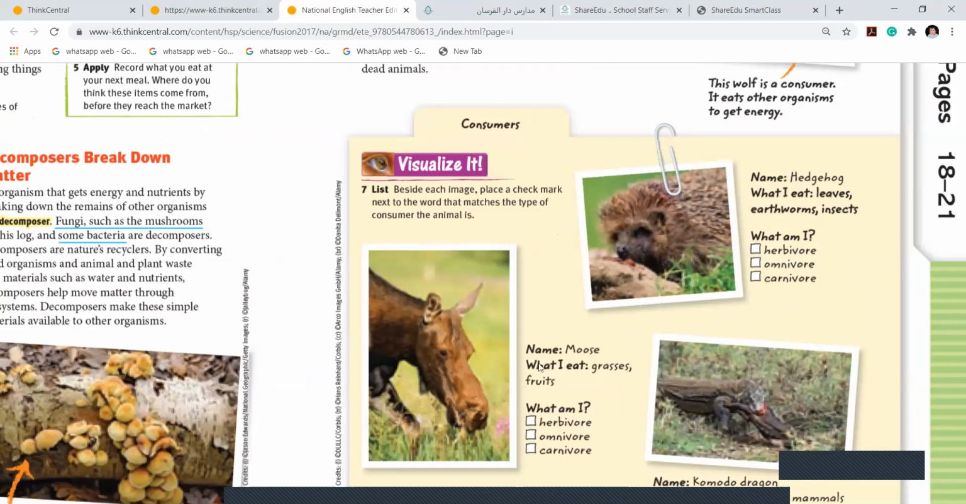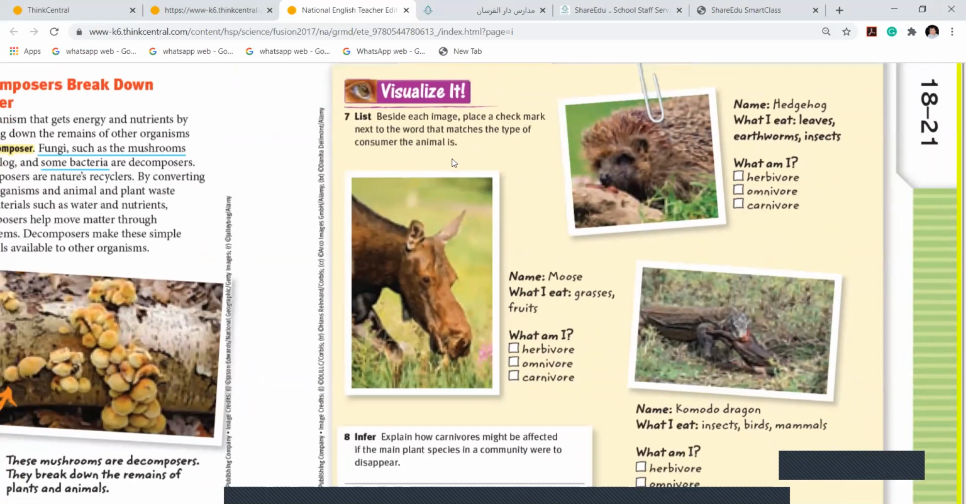I've shown consumers here. Beside each image, place a check mark next to the word that matches the type of consumer. Now, horse. Zishan, horse, is it herbivore, omnivore, or carnivore? It's eating plants. Herb, or car? I said the word herb is plant. Omnivore, it's us. Remember, Zishan is an omnivore because she eats both plants and animals.